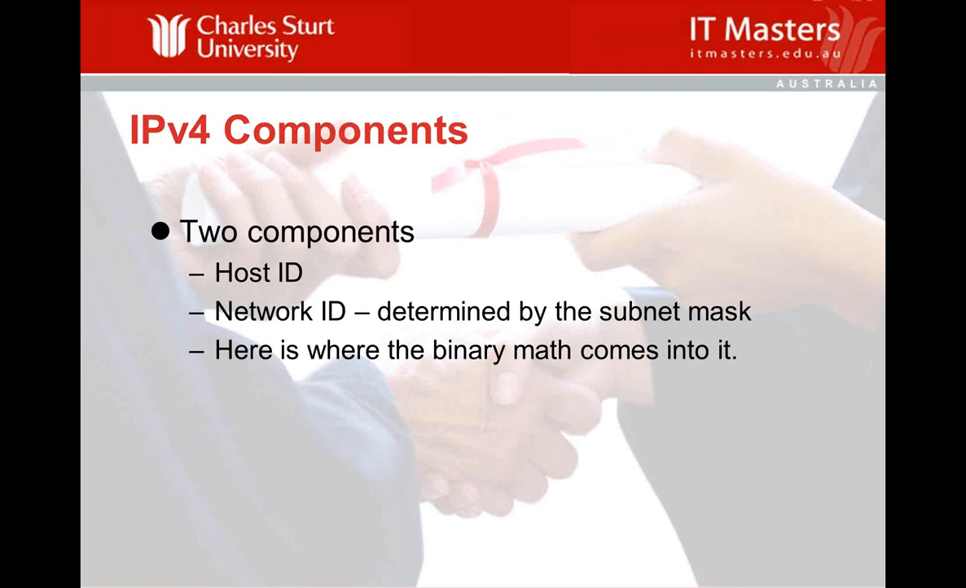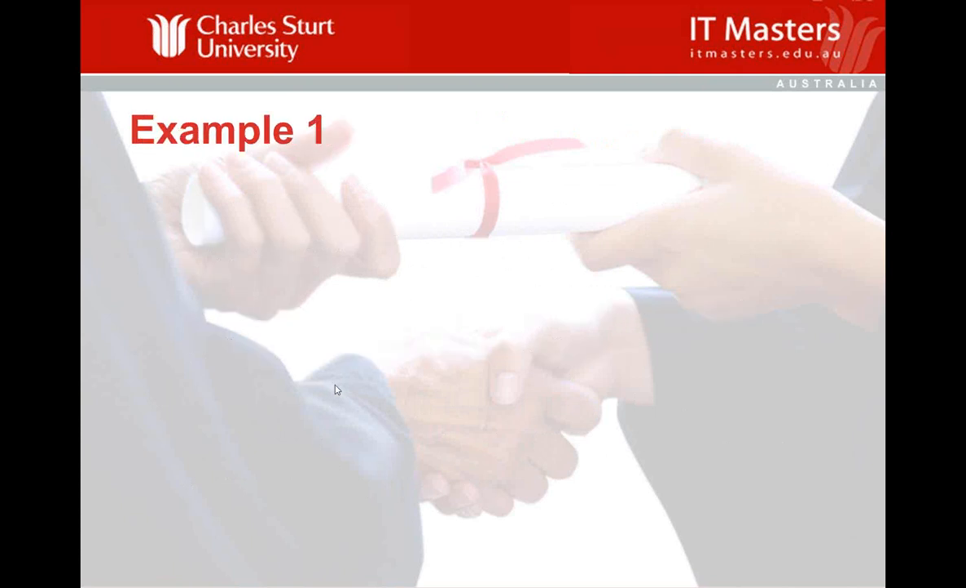So obviously this is where the binary math comes into it. First example, 192.168.200.33/24. From our previous slides, we now know that this is a class C address, yes? Because it starts with 192. So the first three bits are 110. We know that. They have to be 110, and in this particular case they are, so we know it's a 192 address.